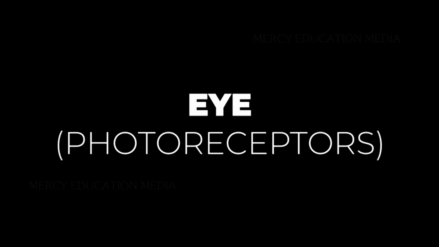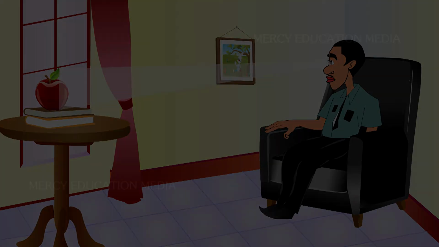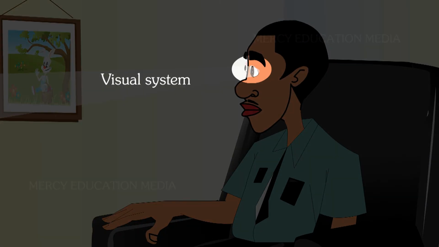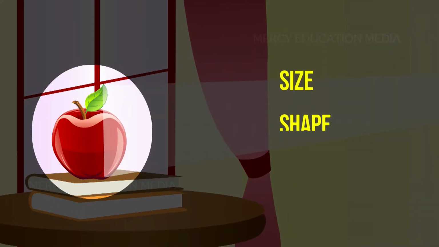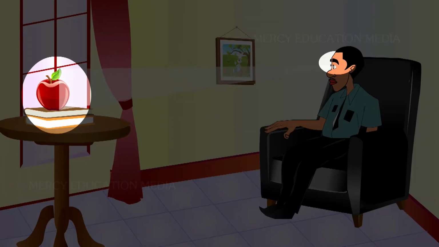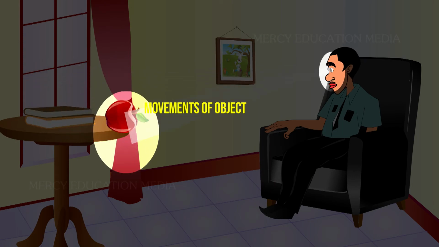What do you know about the eye? The visual system gives information about size, shape, color, luminosity, and movements of objects in the external world.